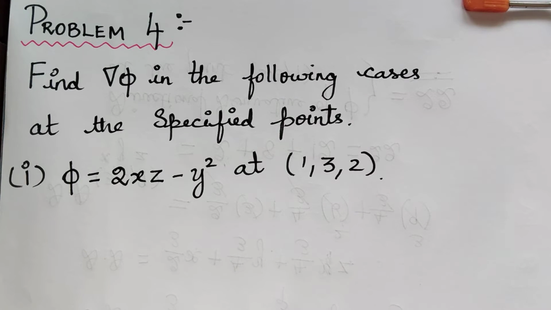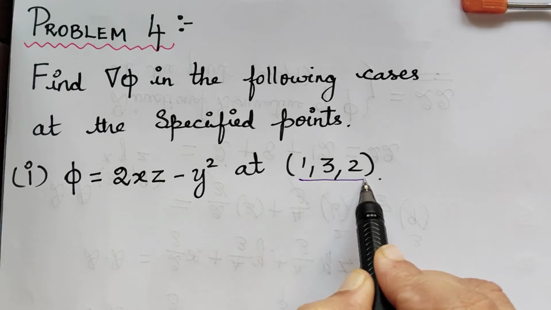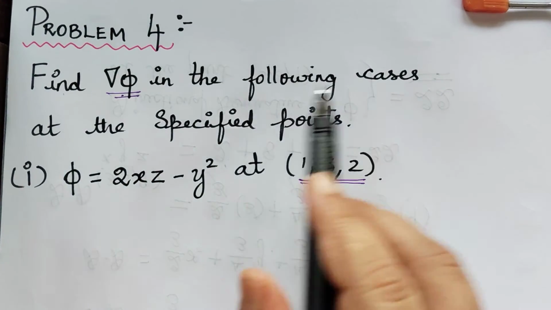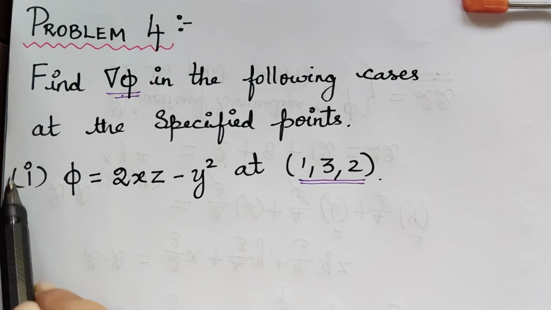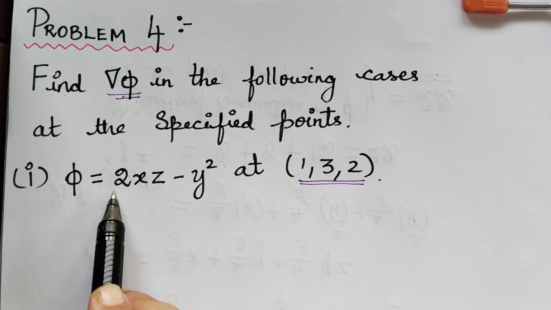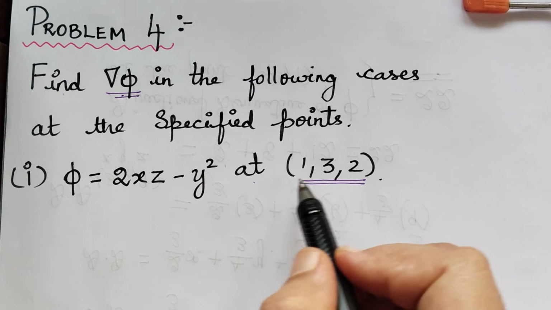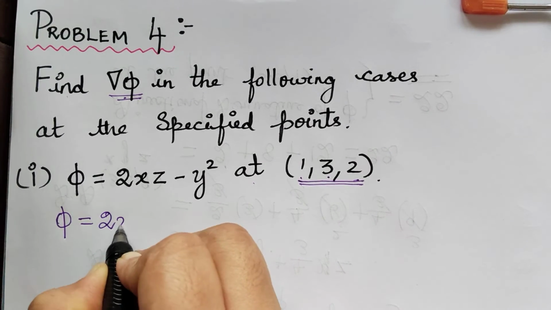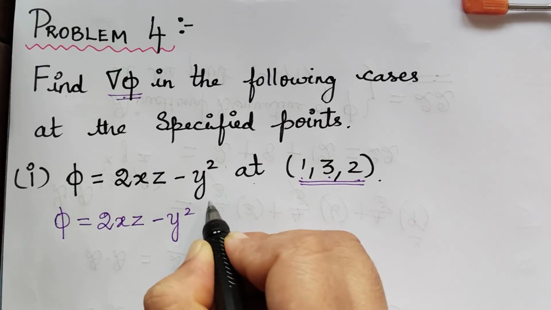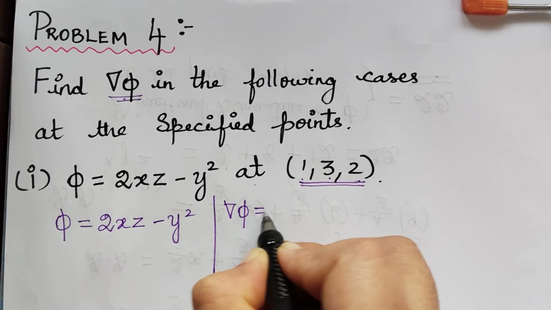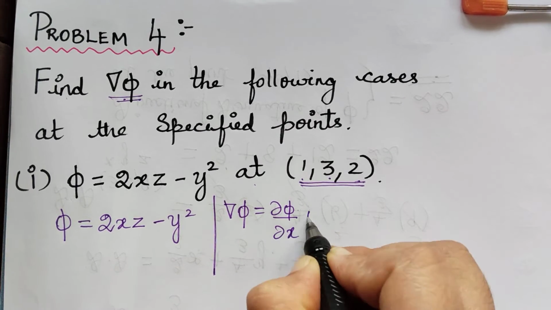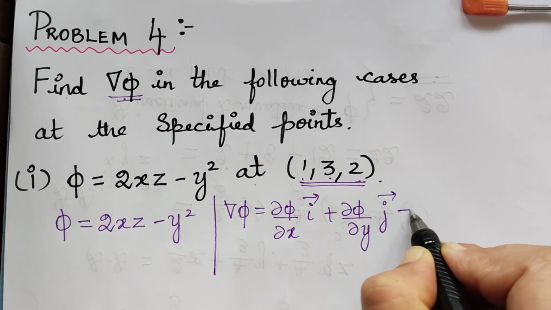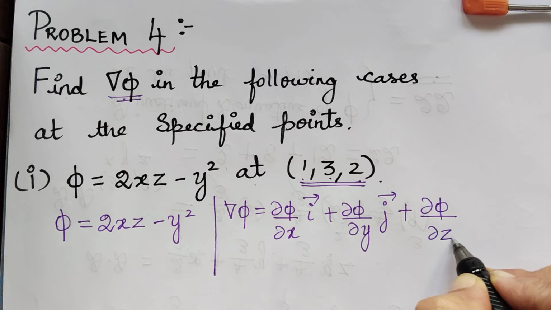Now here we have the fourth problem where a specified point is given and we have been asked to find nabla phi. So find nabla phi in the following cases at the specified points, where the first subdivision is given as phi equal to 2xz minus y square at the point (1, 3, 2). So first we shall write phi, which is equal to 2xz minus y square. And what is the formula for nabla phi? It is equal to dou phi by dou x i vector plus dou phi by dou y j vector plus dou phi by dou z k vector.